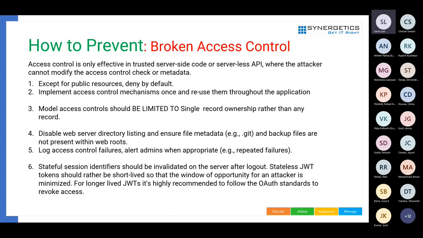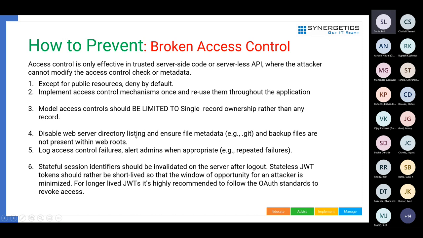So how to prevent that? First thing is that you should deny by default all the resources. First, on the home page, he must get his identification verified. The implementation of the access control mechanism should be done once, and then it should be reused throughout your application. Then model access should be limited to the single record of that user who is the identifier, and he should not get access to all other records. Then care should be taken that the web server directory listing should not be displayed on the application, and backup files or important source code files should not be accidentally kept in the web routes.